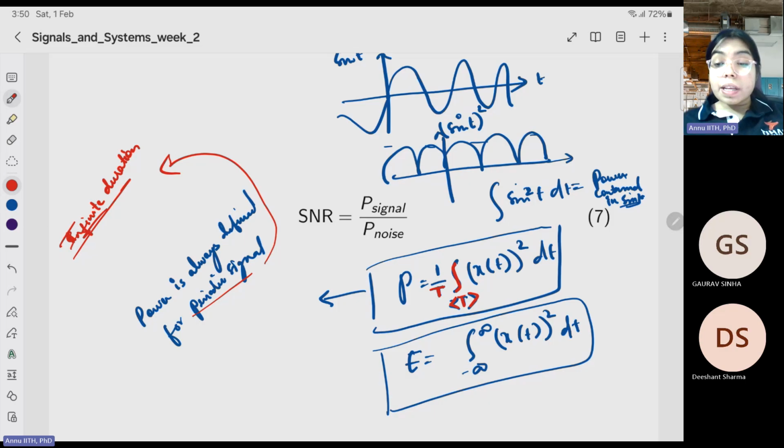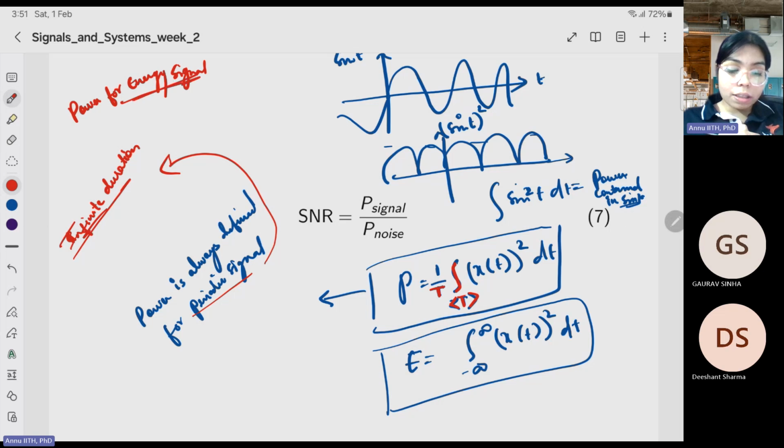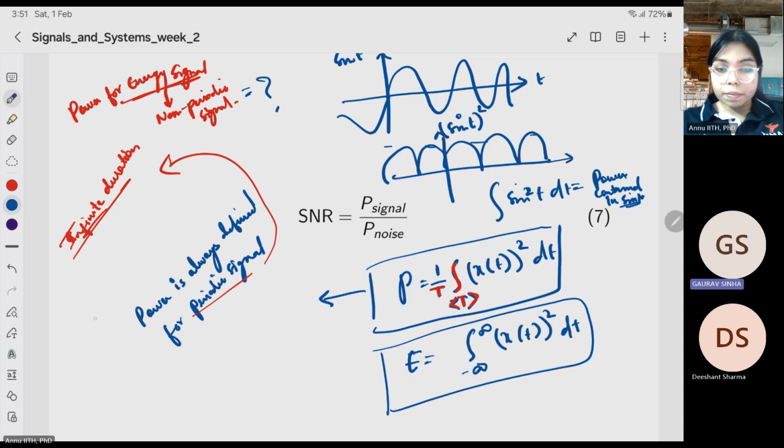So my question is, what will be the power for an energy signal, which is a non-periodic signal? What will the power be for an energy signal, or what is an energy signal? A non-periodic signal. What will the power be? Gaurav, any idea? Yes, ma'am. What will be the power for an energy signal or non-periodic signal? I don't know, ma'am. Okay, no problem.